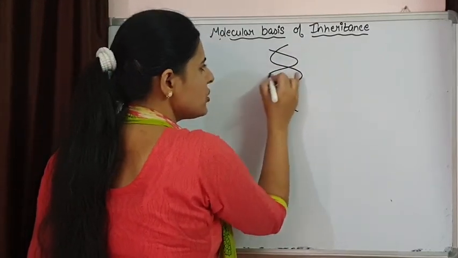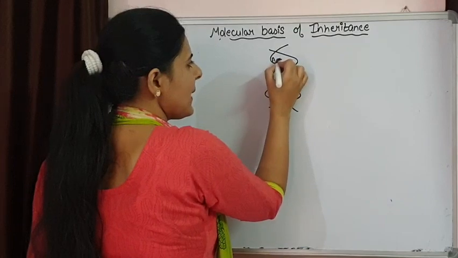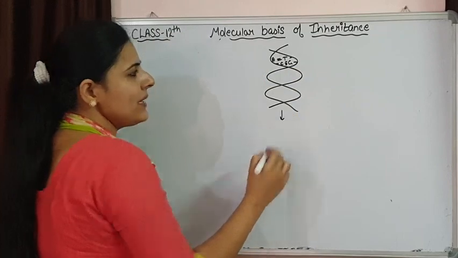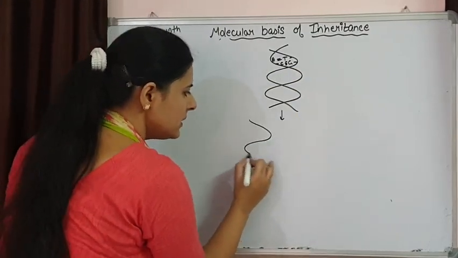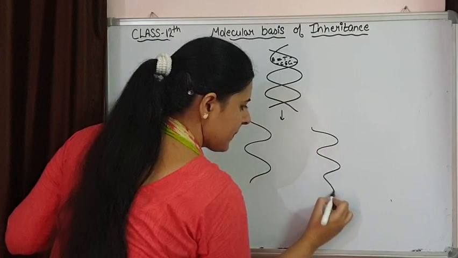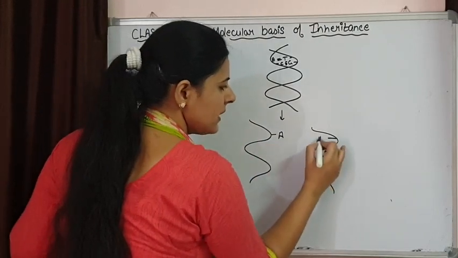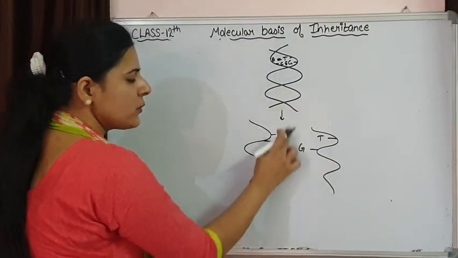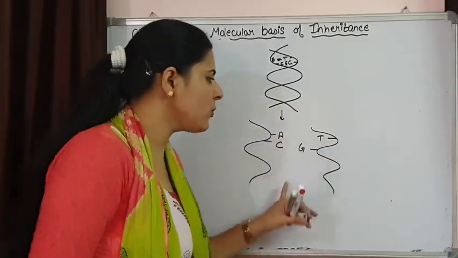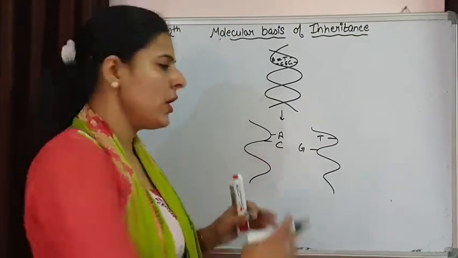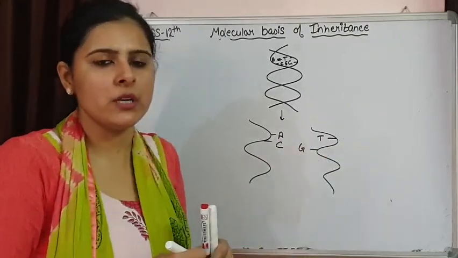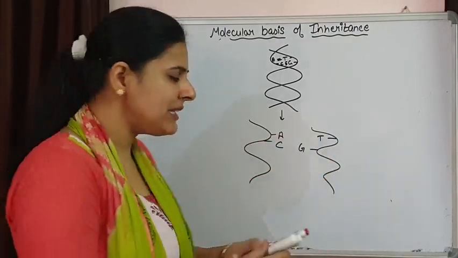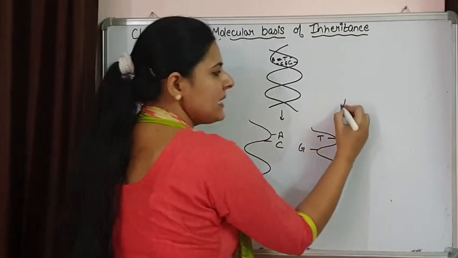Initially this was the situation: A is bound with T, and C is bound with G. When this strand is going to open up, here A will be present, T will be present, C, G. And the hydrogen bond that was present between them is broken. And because of that, these two strands have separated from each other. Now these strands are acting as a template strand.